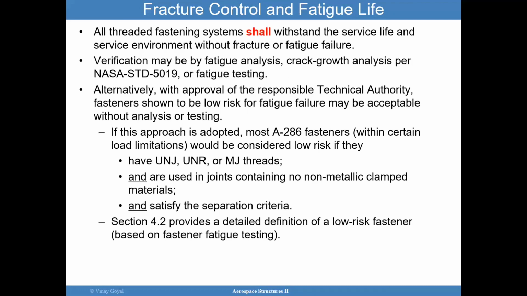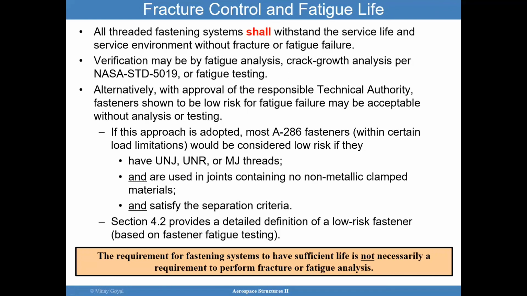If you're using threads, as we had discussed earlier, they're fatigue resistant, such as UNJ, UNR, and MJ, and are used in joints containing non-metallic clamp materials and satisfy a good separation criteria. You could find ways of not having to directly comply with fatigue failure requirements, although you will meet the intent through meeting these three things here. Fracture control has always been a very important aspect, but it is not really required to perform a fracture fatigue analysis.